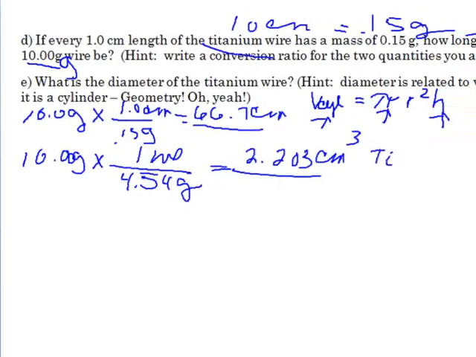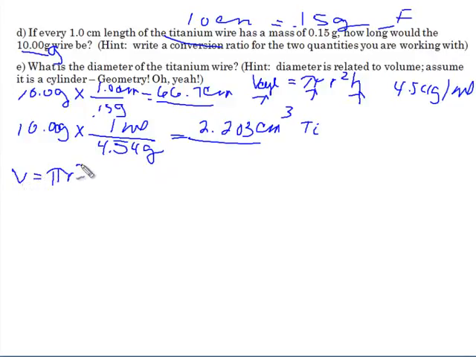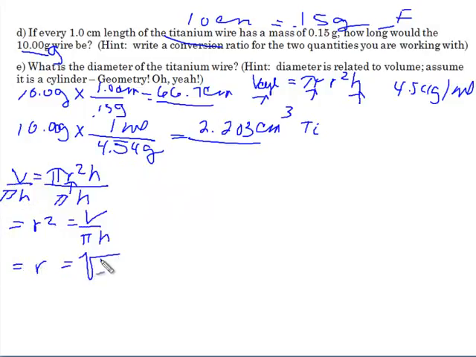Alright, so I'm going to take this volume formula, V equals pi r squared times height, and I'm going to try to isolate the r. I can do that on this side by dividing both sides by pi times h. Do the same thing on this side. And then what I end up with is r squared equals v over pi times h. Or r is going to equal the square root of v over pi times my h, which I know is 6.67 centimeters. And this v I can replace with this volume, which is 2.203 centimeters cubed.